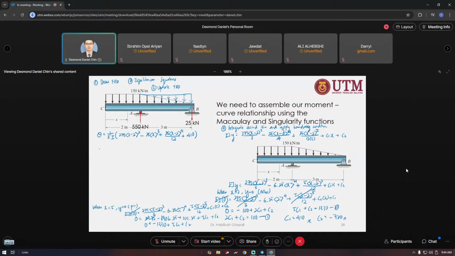Okay, y is 1 over EI, 275 x minus 2 bracket 3 divided by 3 minus 6.25 x to the power of 4 plus 5 x minus 2 to the power of 5 divided by 12 plus 410x minus 720. Am I right?